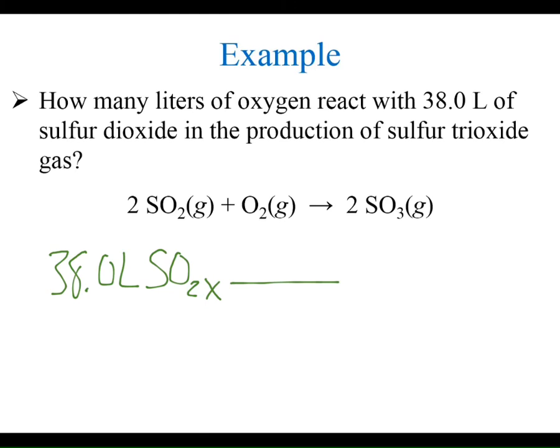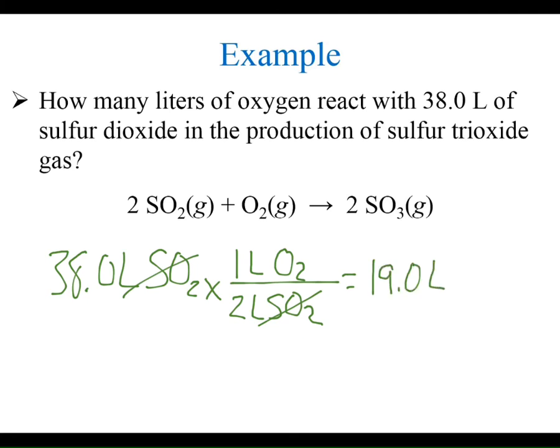19. Yeah, 19. Why? How do you know that? What's the relationship? 2 to 1, right? Same as the mole ratio. So for every 2 sulfur dioxides, I need 1 oxygen. So it just works the same. So isn't stoichiometry wonderful? It's all coming back for gases now too. So yes, we need 19.0 liters of oxygen.